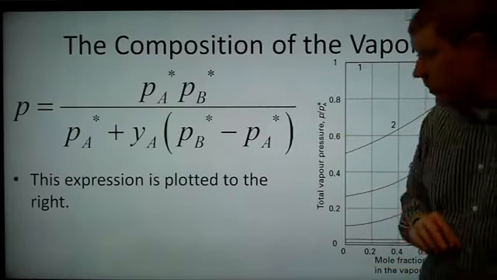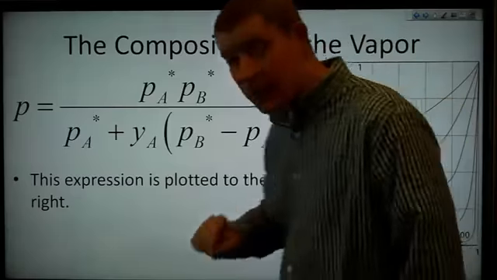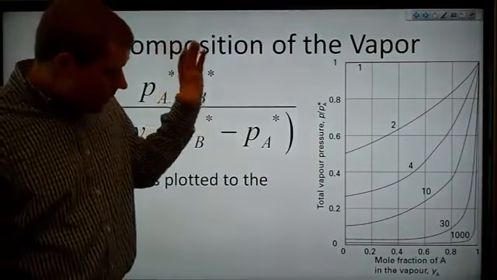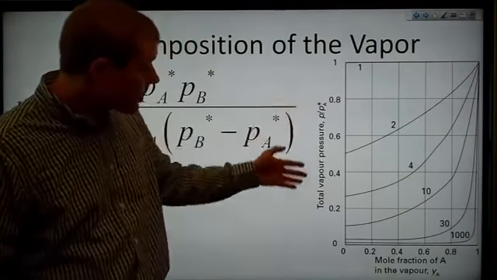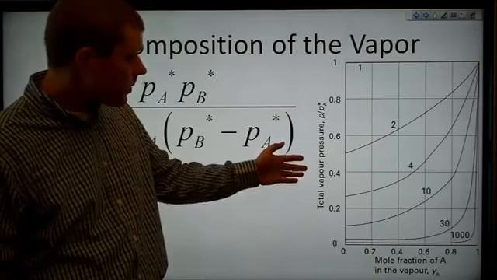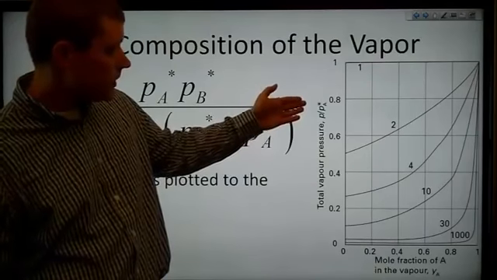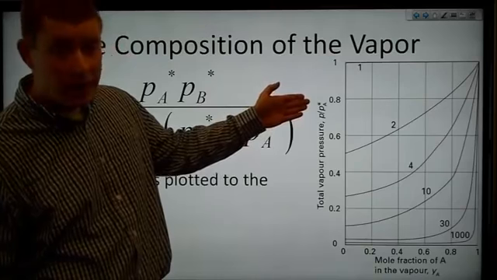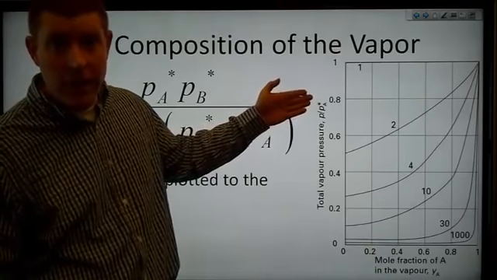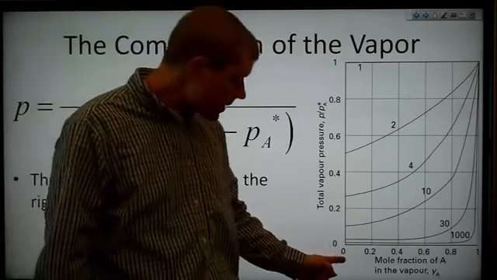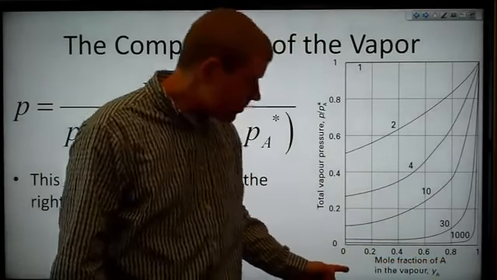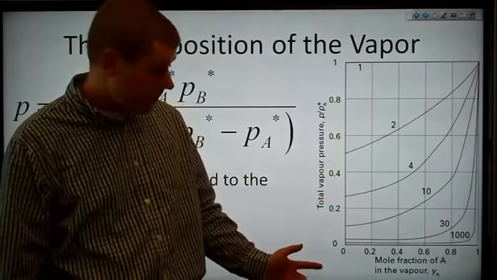So that's the same expression we have here. So that expression is now plotted on the right. So now we have the total vapor pressure plotted here as a function of the pressure as a fraction of the vapor pressure of A when it's pure, as a function of the mole fraction of A in the vapor phase.